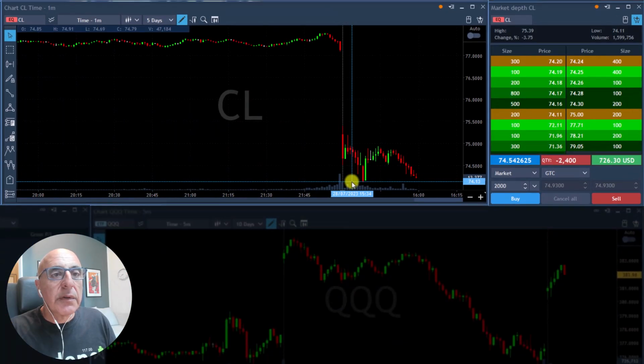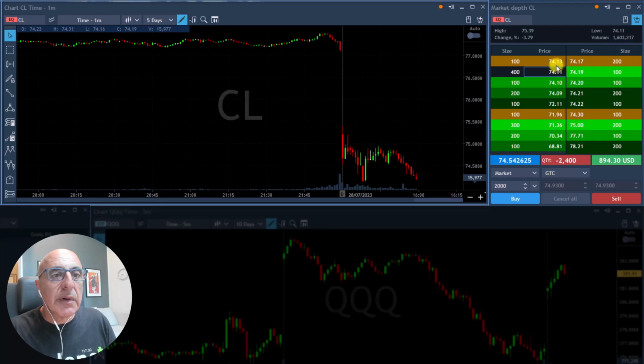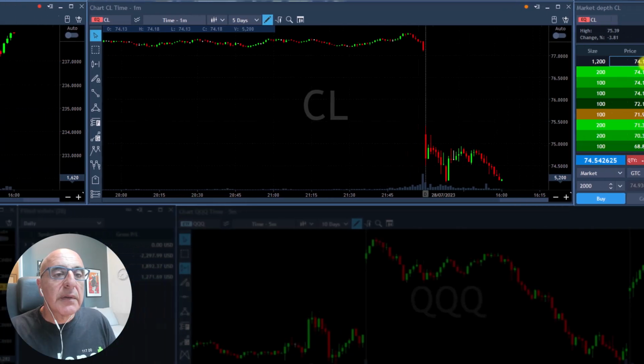Good. The lows is 74.11. And I wonder if we could challenge the lows. If not, I will have to take a partial right here. We are very close to the lows. Look at the buyers. 74.13 right now. One more spike down and we'll get under the lows. But the lows is also very strong support normally.